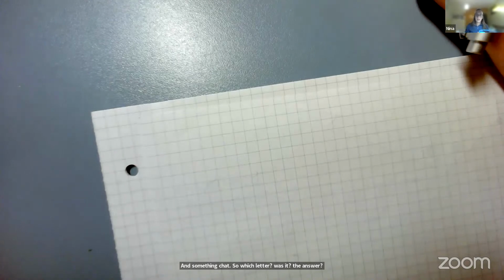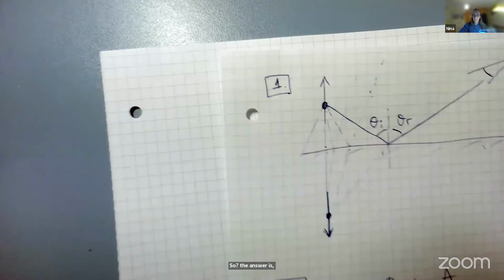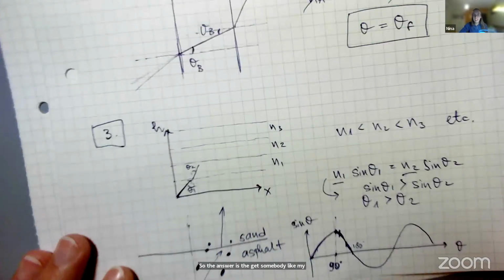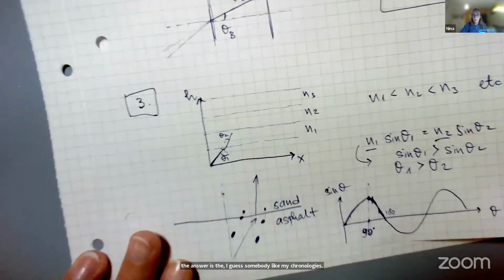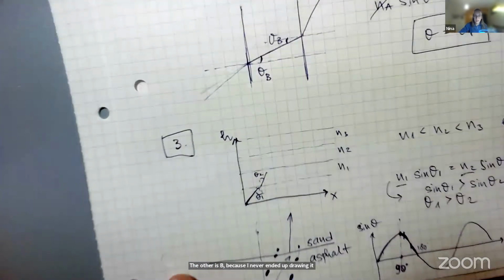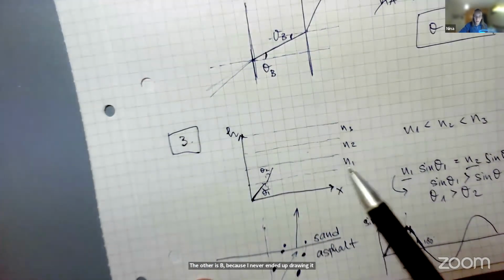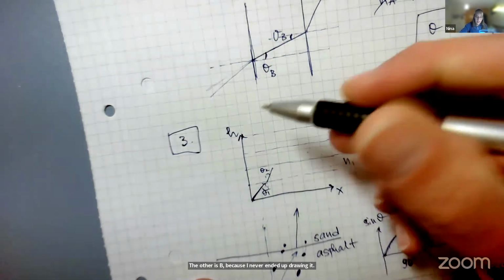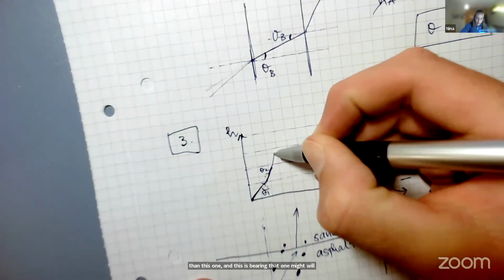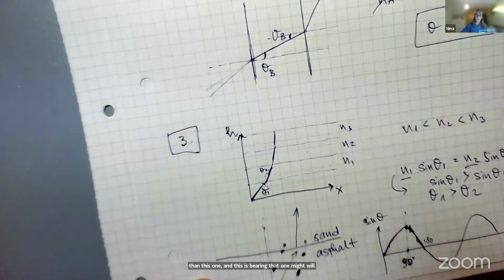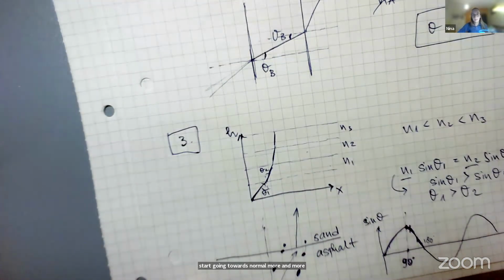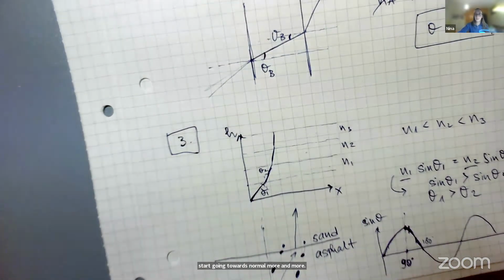So the answer is B. Because somebody liked my car analogy. The answer is B because I never ended up drawing it. But as I said, because this refractive index is bigger than this one and this is bigger than that one, the light will start going towards the normal more and more. And so it'll start bending upwards, or yeah, towards the vertical normal.